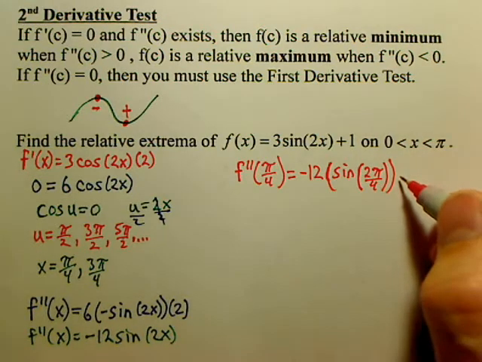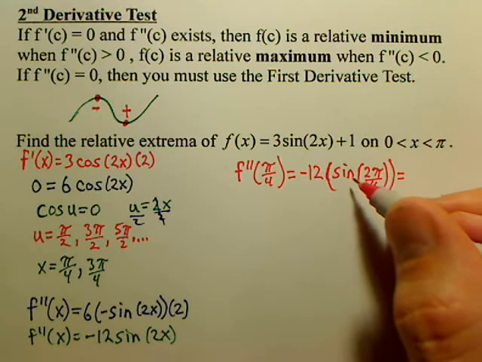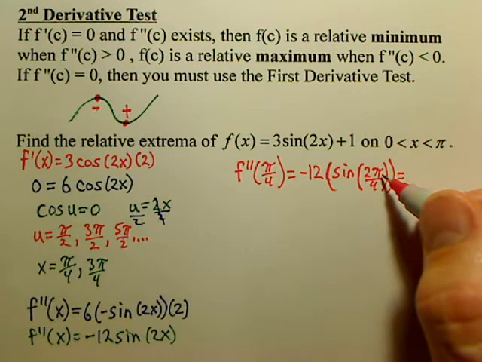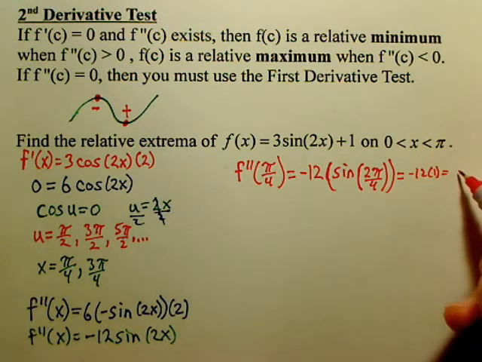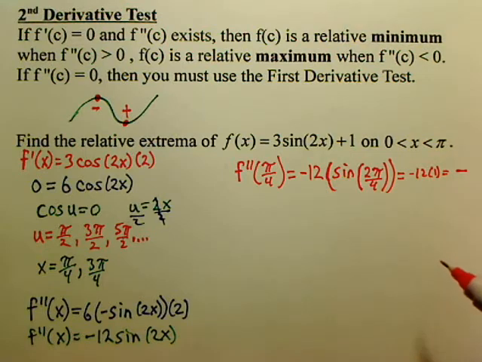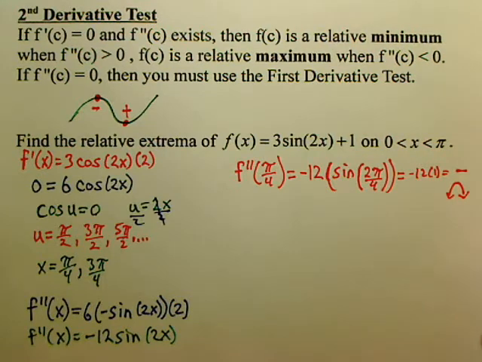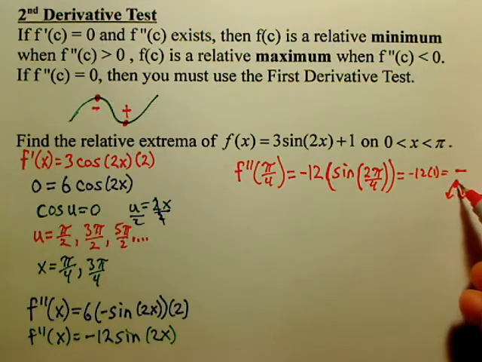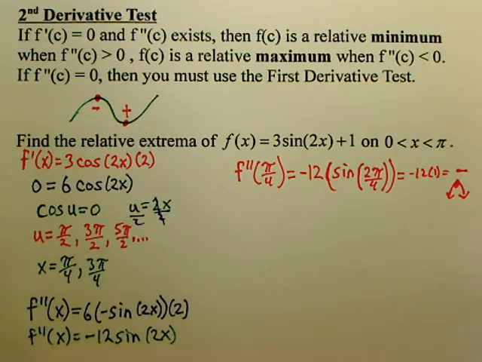And what do you get? Well, this becomes what? Doesn't that become pi over 2? What's sine pi over 2? Well, isn't it 1? So won't that be negative 12 times 1, which is negative? Doesn't that mean it's concave down? If it's concave down, what does that say about that point? Isn't this going to be a relative max? All right.